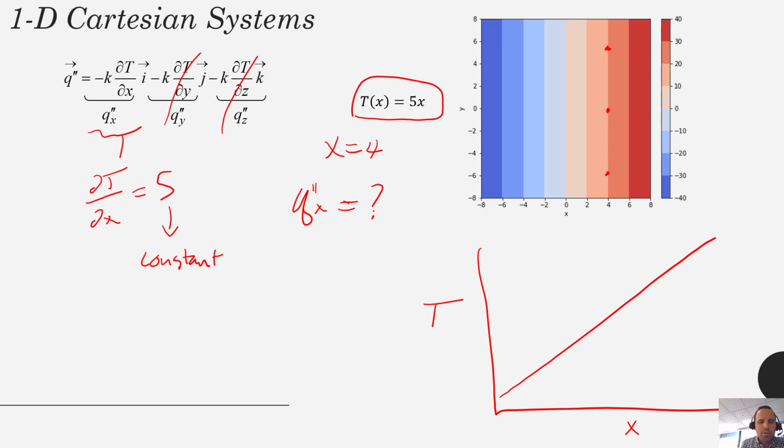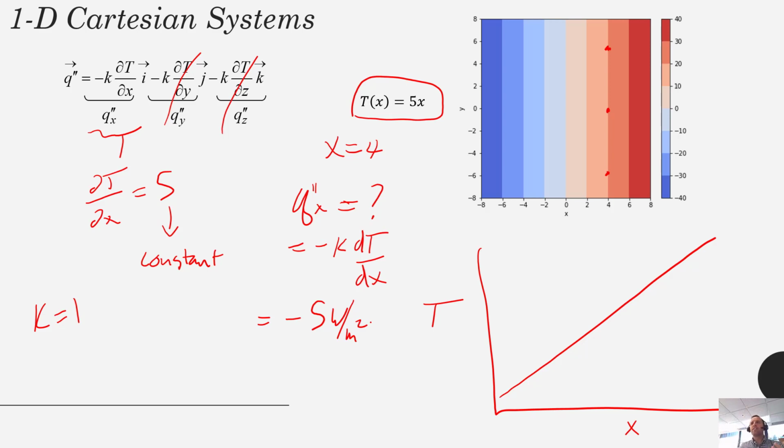Well, we apply Fourier's law, which tells us that this equals minus k times dT/dx, and I drop the partial derivative signs because there's only one variable here. So we can just use normal derivative signs instead of the partial derivative signs. So we end up with a flux, again, if we're considering that our k is just equal to 1, of minus 5 watts per meter squared.